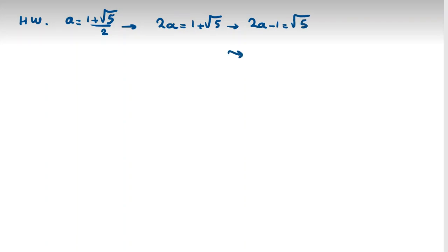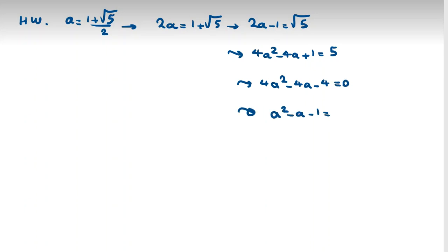So here, a is 1 plus root 5 over 2. Cross multiply 2a equal to 1 plus root 5. And 2a minus 1 is root 5. And if you raise to the power of 2, it will be 4a squared minus 4a plus 1 equal to 5. And you can conclude 4a squared minus 4a minus 4 equal to 0. Then you can conclude a squared minus a minus 1 equal to 0. And then you can conclude a squared equal to a plus 1.